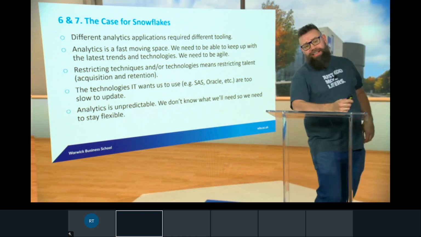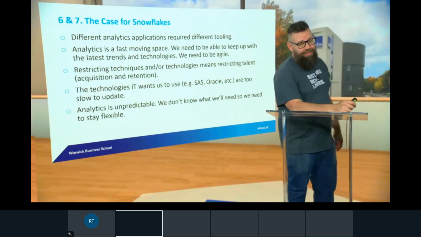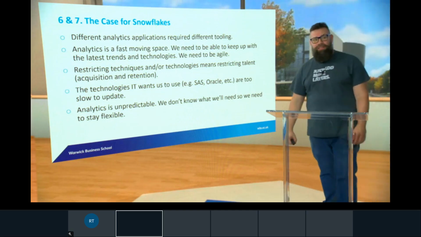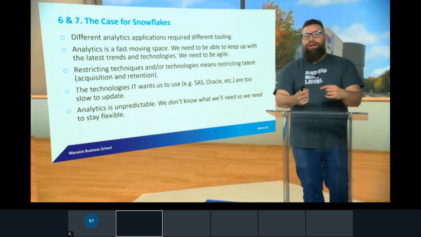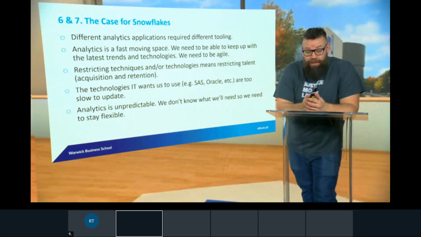If we restrict our technology and techniques, quite often we restrict our talent. People don't want to work in our profession in companies that are too restrictive. The more we push that way, the more we put up these barriers, the more we will put people off.